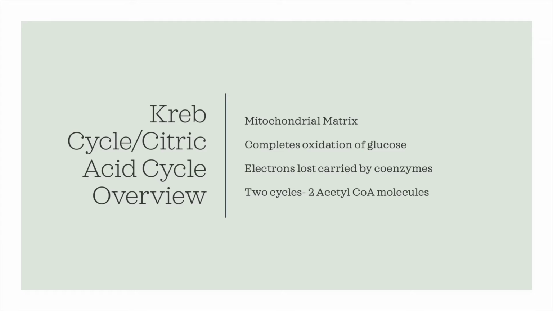In the Krebs cycle, the oxidation of glucose is completed. All of the hydrogens are stripped off and the electrons lost are picked up by coenzymes. It takes 2 turns of the Krebs cycle to complete the oxidation of one glucose molecule because there are 2 molecules of acetyl-CoA coming from pyruvate oxidation.